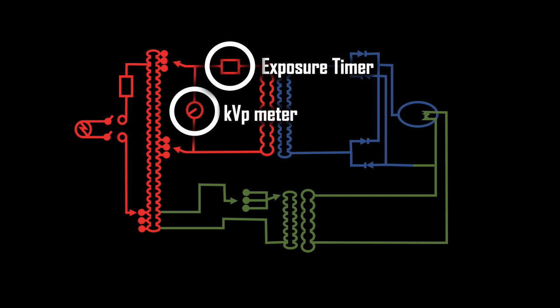The exposure timer is placed in the primary side of the circuit to control how long the exposure stays on, and this makes sense. Since the primary circuit controls the kVp, it makes sense that the exposure timer needs to be in the primary circuit.